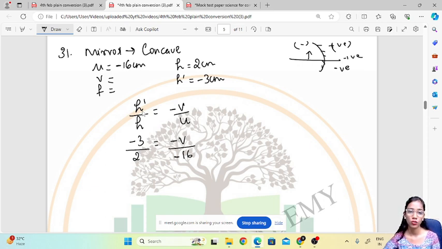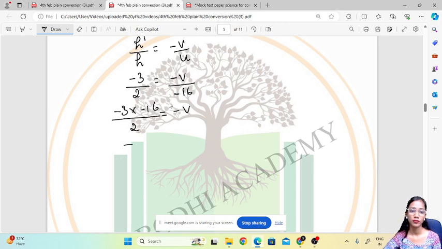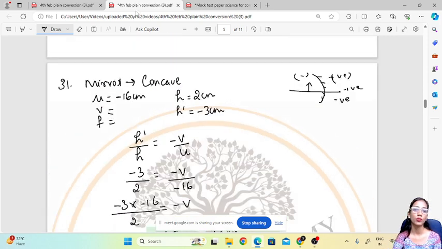So we can solve this, right? Minus 3 into minus 16 upon 2, that is minus v. So minus v is equal to 48 upon 2, which comes to 24 centimeter, and it will take its minus sign. So this is 24 centimeter. So the image distance we found as minus 24 centimeter.